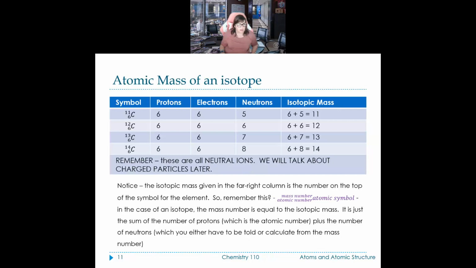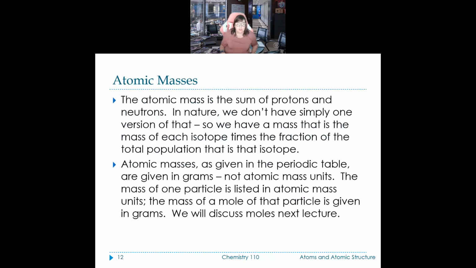What else do we talk about? Well, the periodic table has something called a molecular mass, right? The atomic mass is the sum of the protons and the neutrons. In nature, we don't have simply one version of that. So if I'm going to talk about more than one particular atom, I have groups of them, then I have to be able to do that.